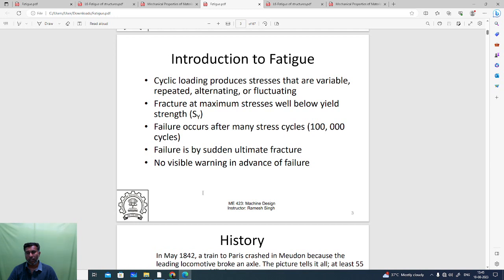It will be 10,000 cycles per... failure is by sudden fracture. No visible warning in advance of failure. There are many failures with no visible warning. Sudden fracture may happen because of fatigue.